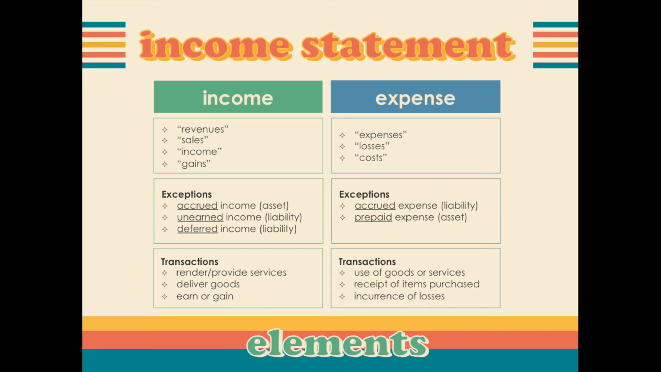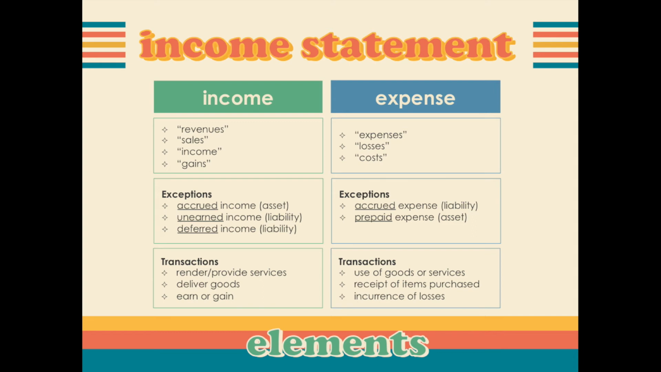Alright, so now we're moving on to the income and expense accounts. Words commonly used to indicate income are revenues, sales, income, and gains. So if you see these words, they are likely to be considered income. Exceptions are if you see DUA in front of the word income. DUA means deferred, unearned, or accrued. Accrued income is again a receivable and it's an asset, not an income. Unearned and deferred mean the same thing, and these are both classified as a liability.